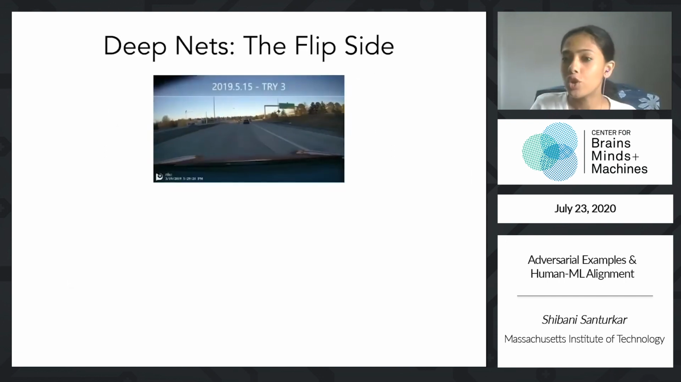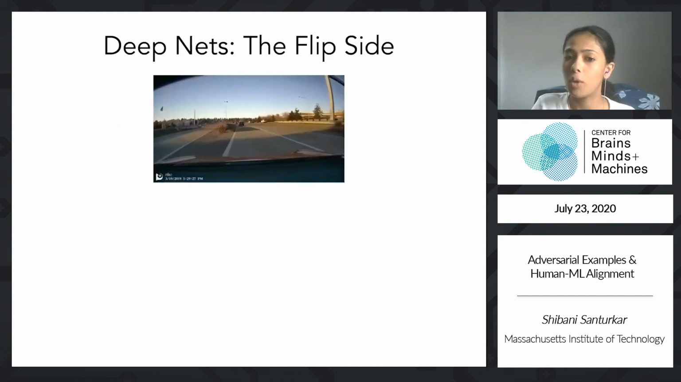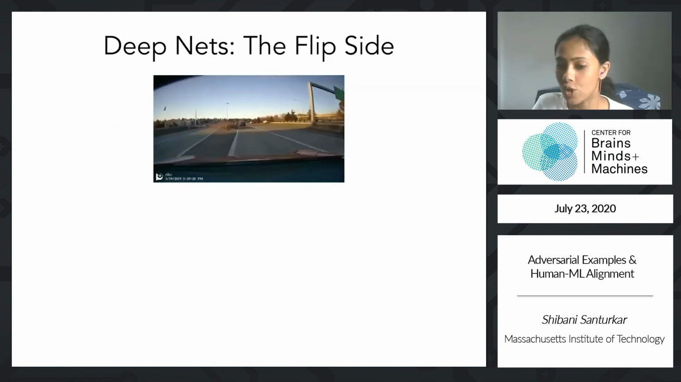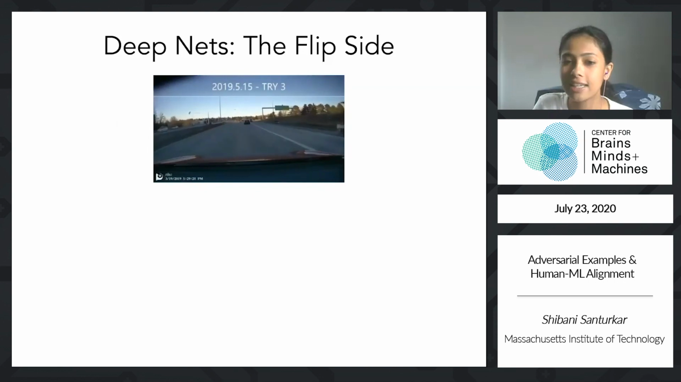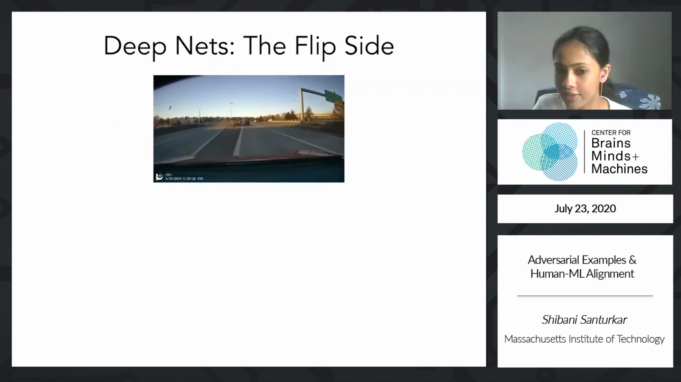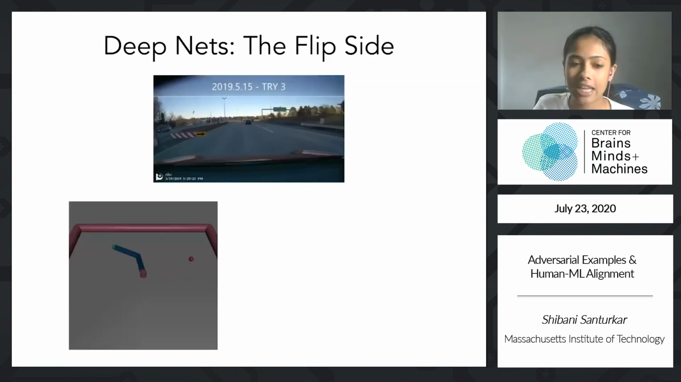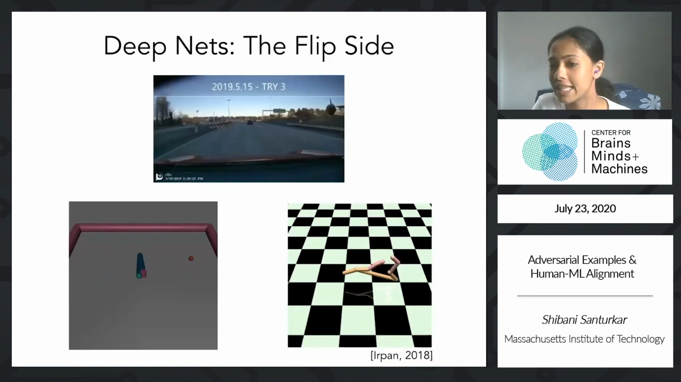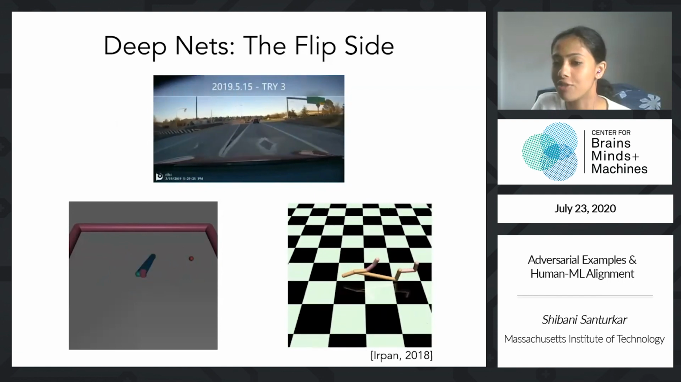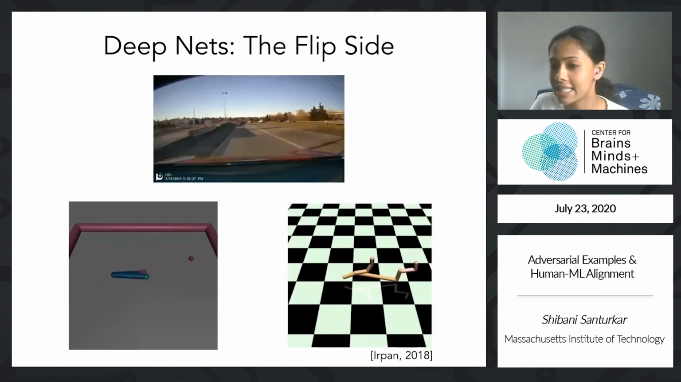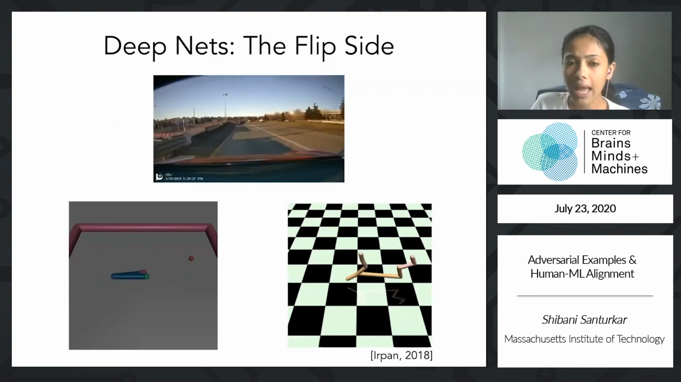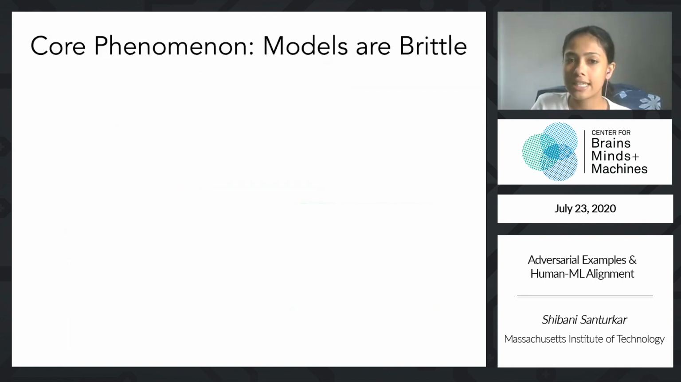Okay, so to get a sense for where I'm coming from, let's look at the flip side of deep networks, all those demos that you don't see as often. Here you have this Tesla that's just veering off the highway for no good reason. And in reinforcement learning, for example, you get used to seeing a bunch of demos like this, where the agents are doing really funny but unexpected things and just failing at the task that they're supposed to be doing.